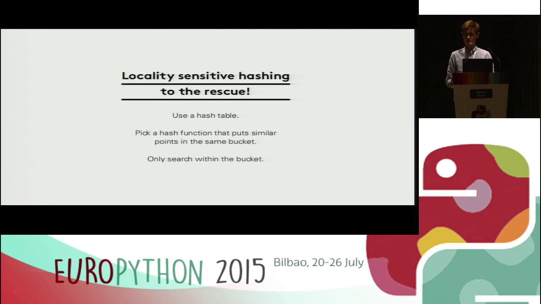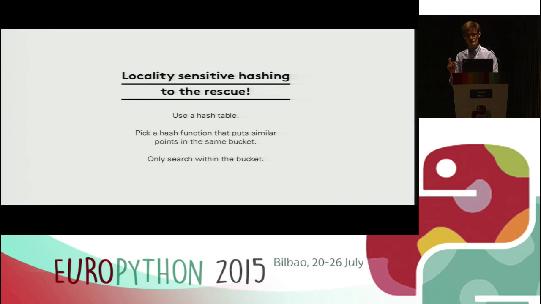Okay, so how do we make it work? Locality sensitive hashing to the rescue. So we all know about hash tables or dictionaries in Python. We're going to build a special hash table. We're going to pick a hash function which, unlike normal hash functions, maps points that are close together in space to the same hash code, which is very different from normal hash functions, which are supposed to map things uniformly over the hash space. So this is sort of special.